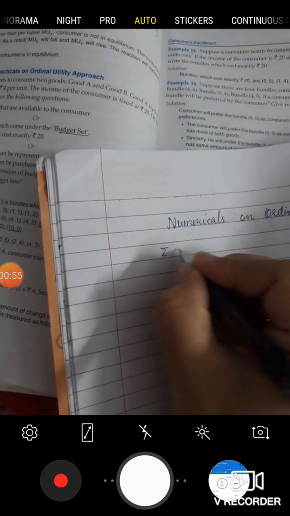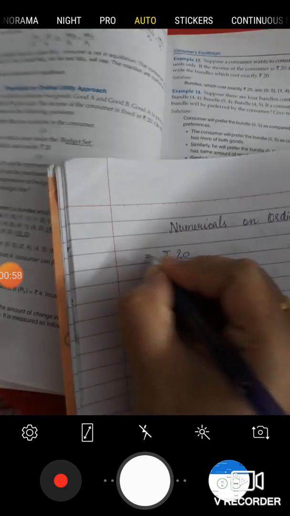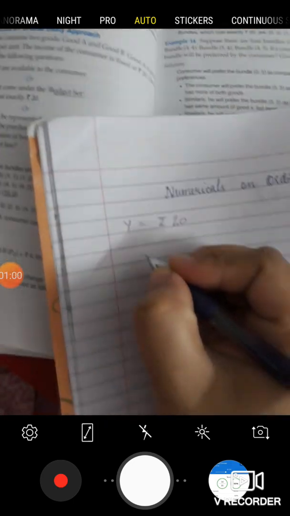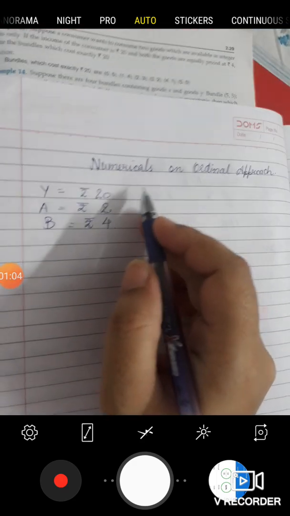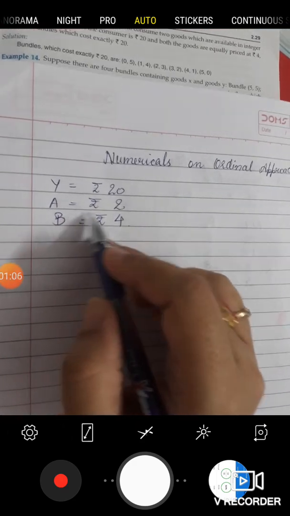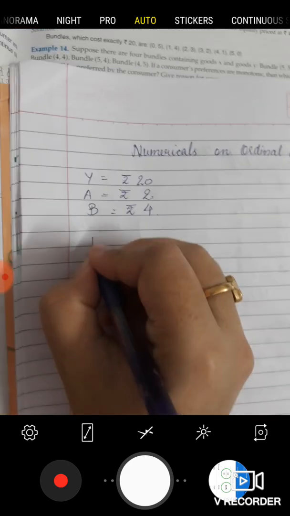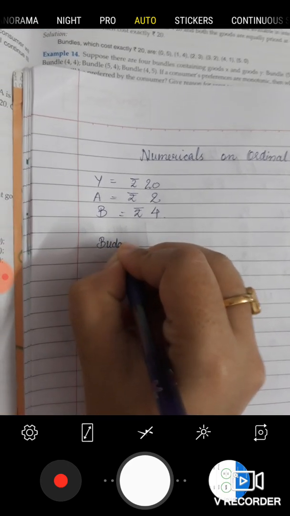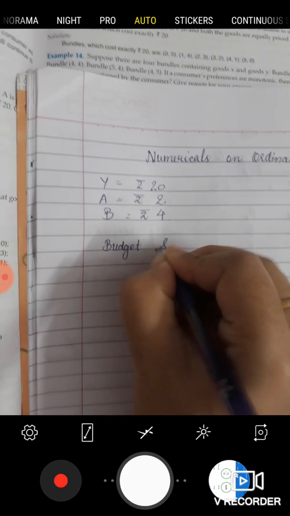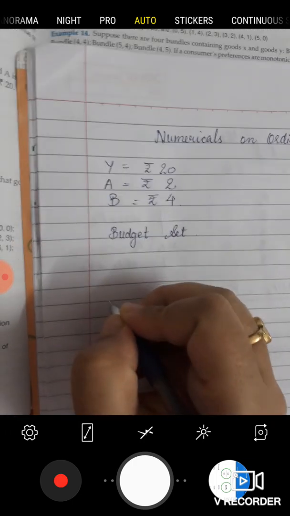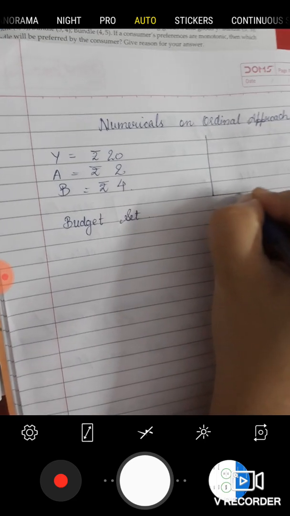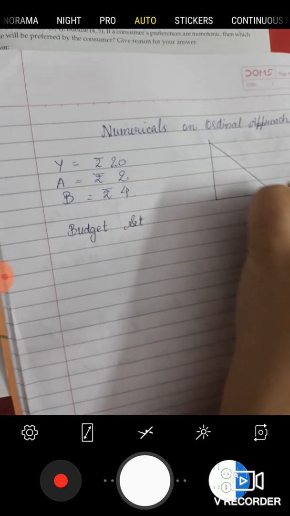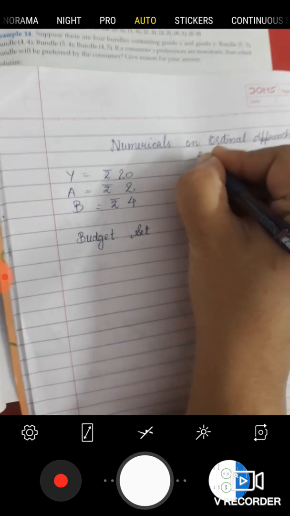If rupees 20 is all we have to spend, which is the income of the consumer, then we are talking about the income, the price of good A, and the price of good B. So we need to find the budget set and the budget line also. Budget set means all the bundles which are on this budget line AB, that is, income of consumer 20.